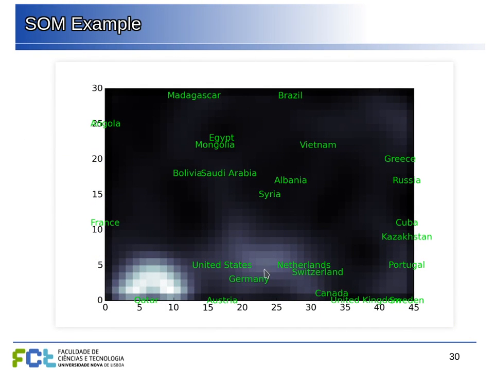So you can see these countries here: United States, Germany, Netherlands, Switzerland, Canada, Austria. These are United Kingdom, Sweden, and so on. They are all bunched together at this part of the self-organizing map. Portugal is here. Then we get countries like Kazakhstan, Cuba, Russia, Albania, Syria over here, Madagascar, Brazil, so they are on this side. There is one strange country here, which is Qatar, and you can see this bright color indicates that the SOM is very stretched in this region.